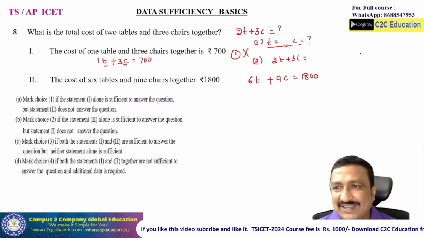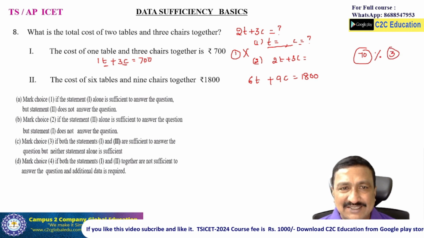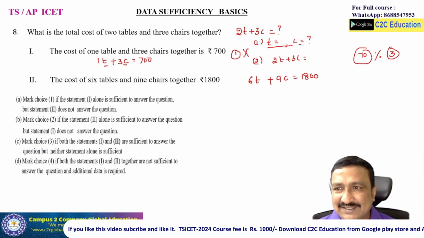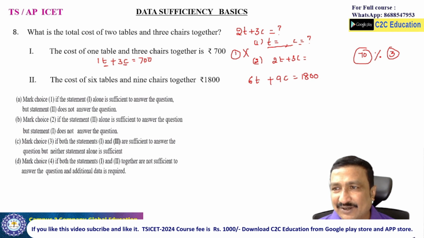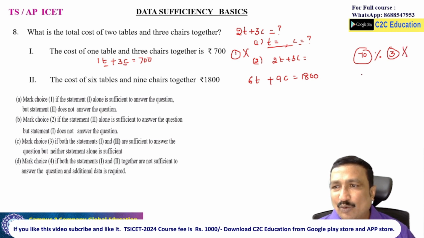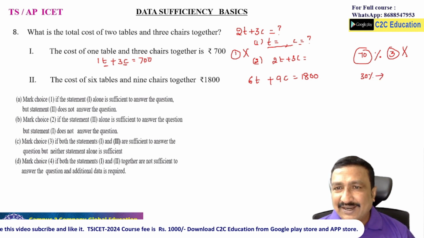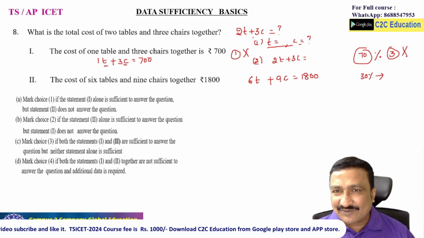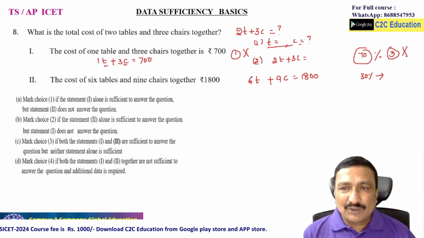Most of the students, again I am telling, 70% of students will keep the answer as the third option. Why? Because the first statement is T plus 3C, the second statement is 6T plus 9C, so while combining first and second, we can get it. So 70% of people will keep the third option, which is the wrong answer. Only 20 to 30% of people will keep the correct answer. What is the correct answer? Already I discussed it. We can find this answer if you know the table cost and chair cost, otherwise if you have an indirect relation for 2T plus 3C, then also we can find it.